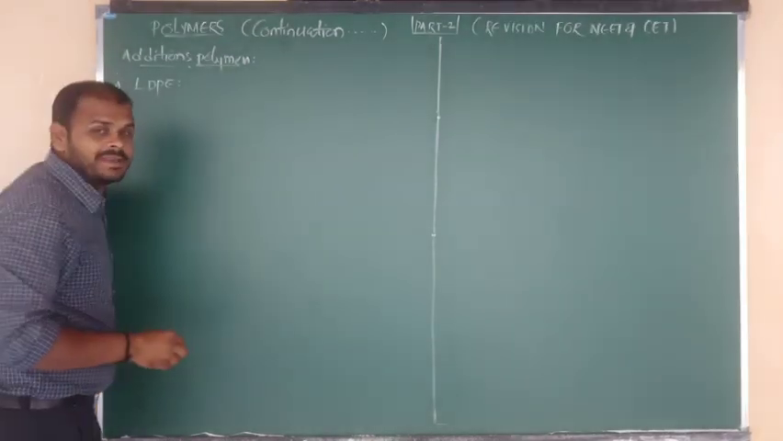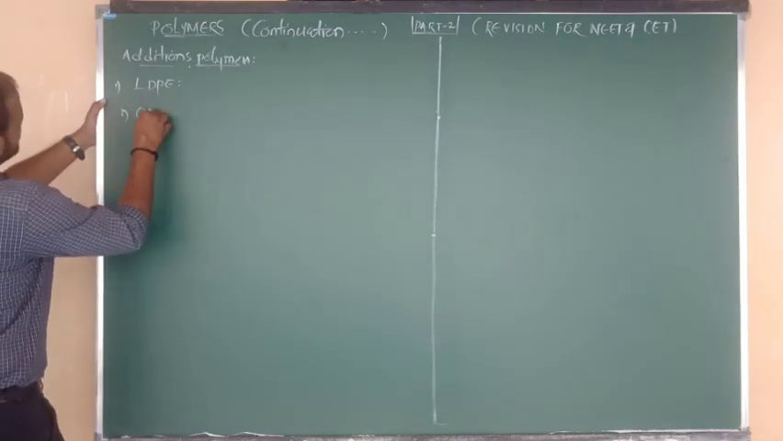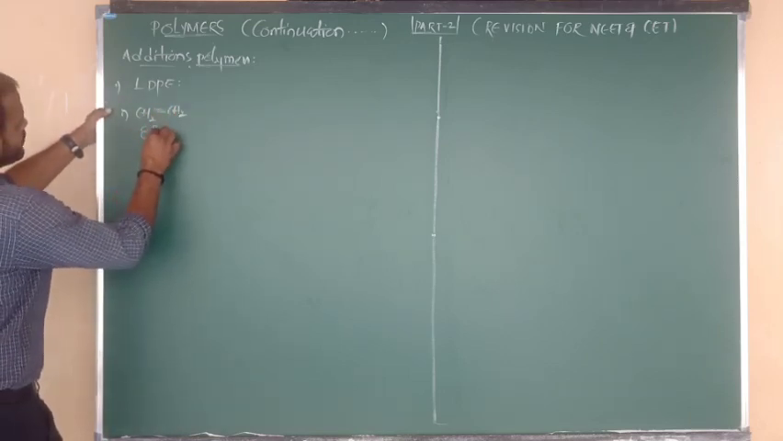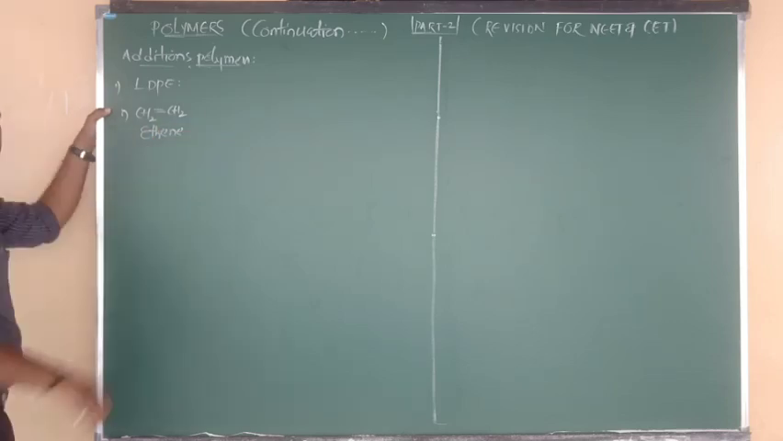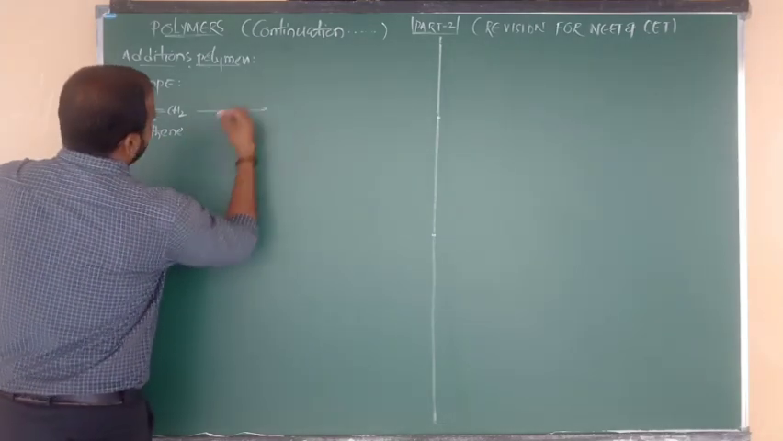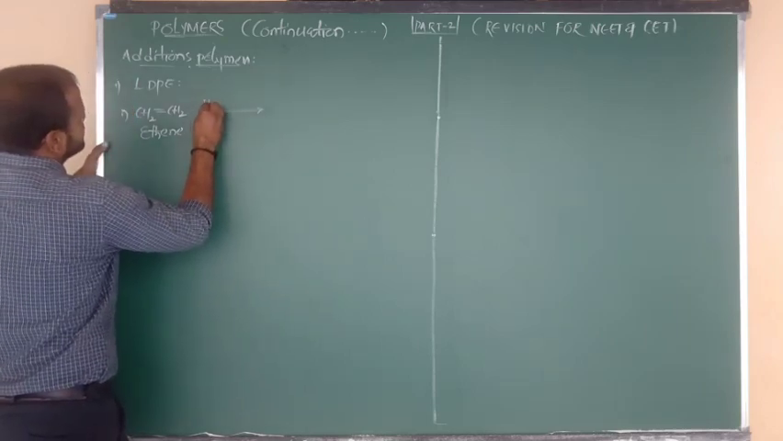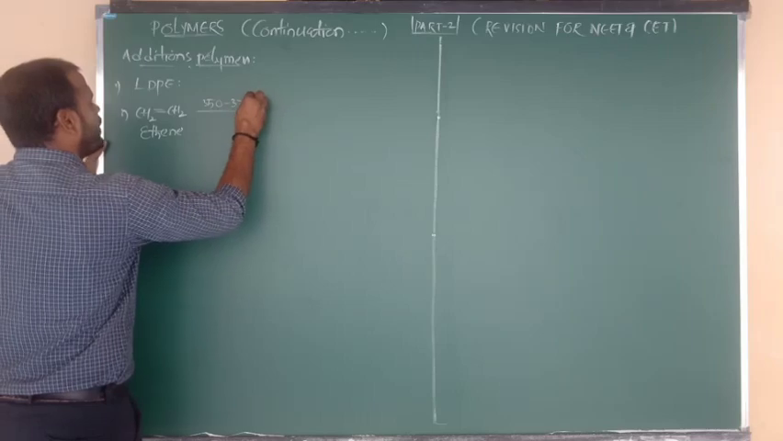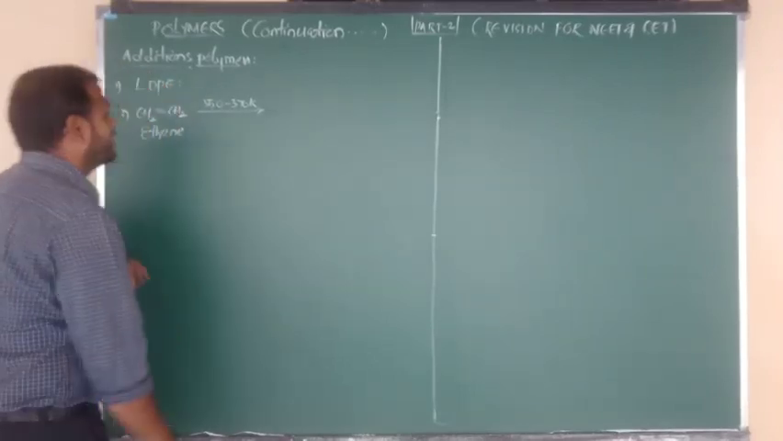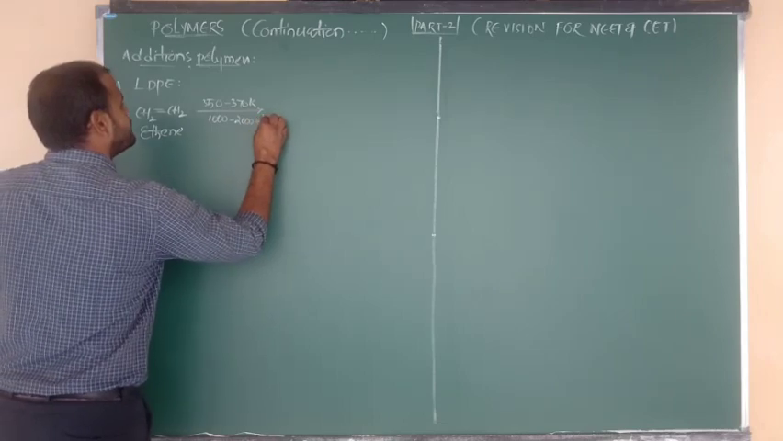So how to prepare low density polyethylene? It is prepared from the monomer ethene, n moles of CH2=CH2. The number of monomer units considered is n moles of ethene. Such n moles of ethene undergo addition polymerization at a suitable temperature of 350 to 370 Kelvin. For low density polyethylene, we have to apply high pressure, around 1000 to 2000 atmosphere.